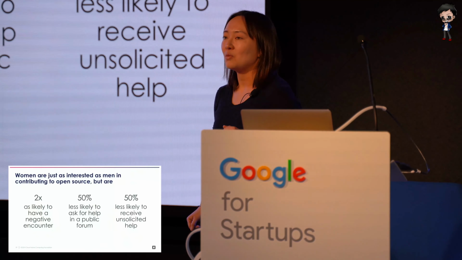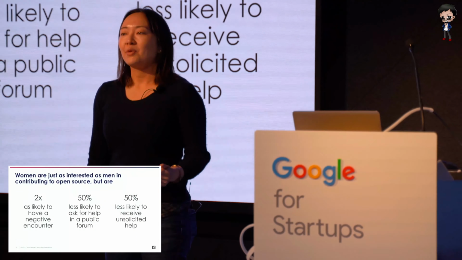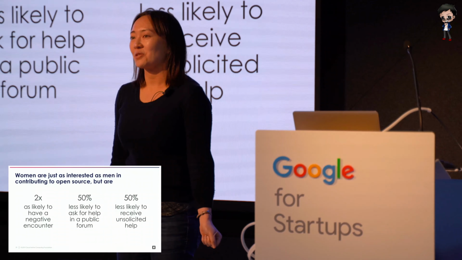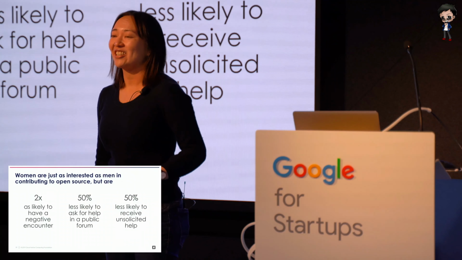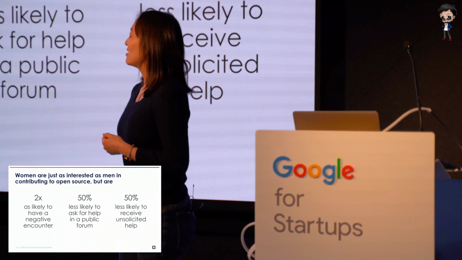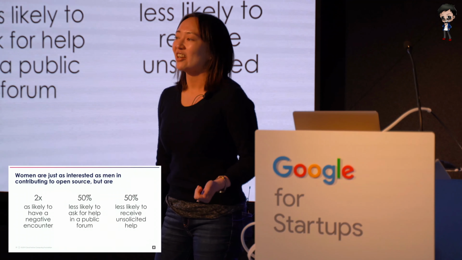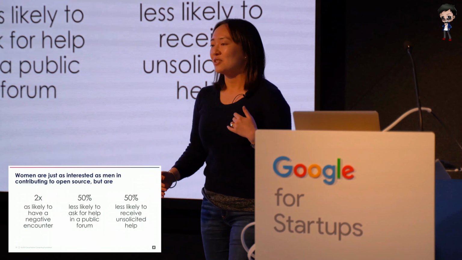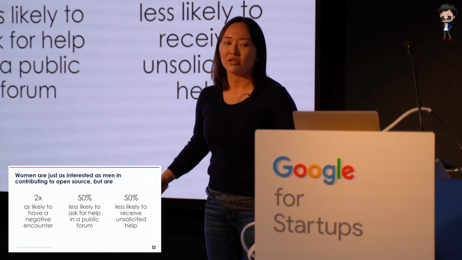So looking at women, these numbers are from a GitHub survey from 2017, and what they found is that men and women are just as likely to say, I'm interested in contributing to open source, but women are twice as likely to have a negative encounter, for example, stereotyping or unfriendly language, less likely to ask for help in a public forum, less likely to receive unsolicited help. All of these things are the reasons that it's lower in open source than in general software engineering.